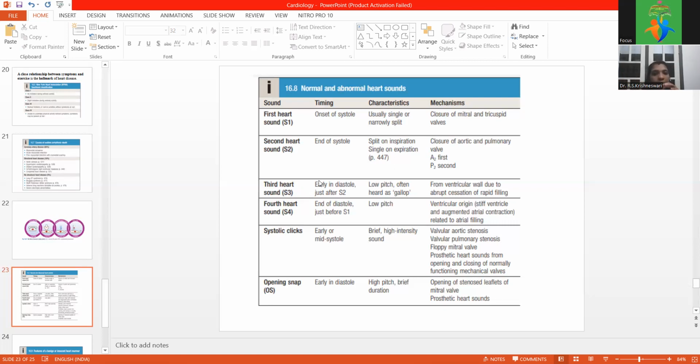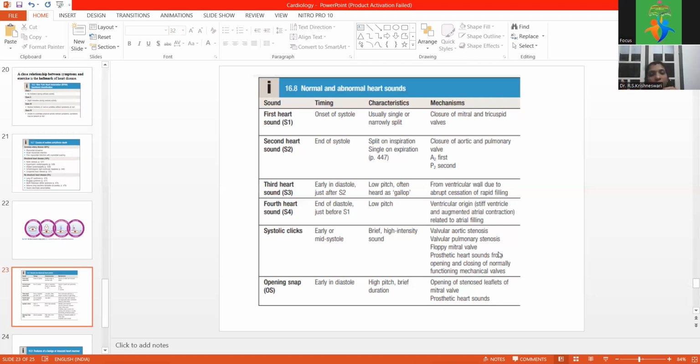Hope you understand. Then systolic click, early or mid diastole. It is heard when there is stenosis, and opening snap when there is mitral valve stenosis. Systolic click is aortic stenosis or pulmonary stenosis. So you just remember all these things. There is a lot of pathology behind this, and this is not the time to explain the pathology. If time permits, we will study it in detail, but at this time it is not good to study all these things in detail.